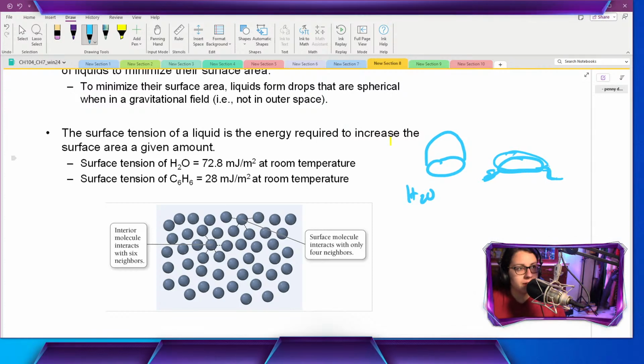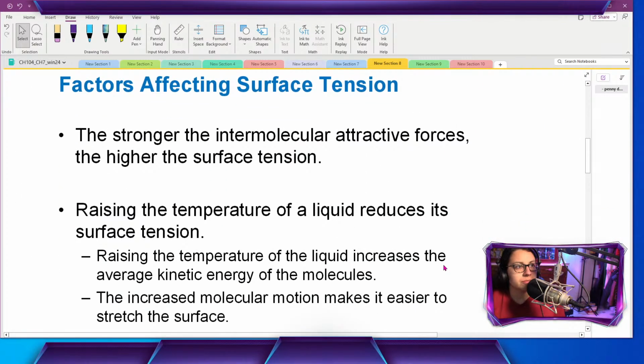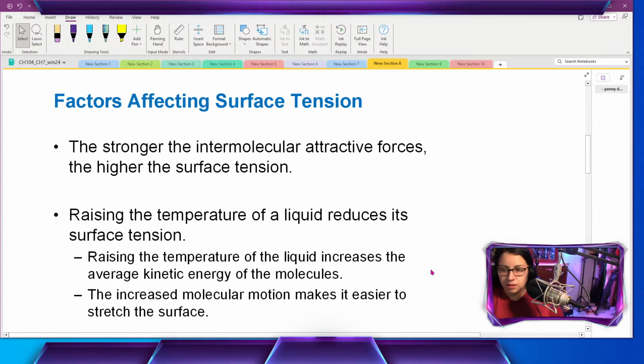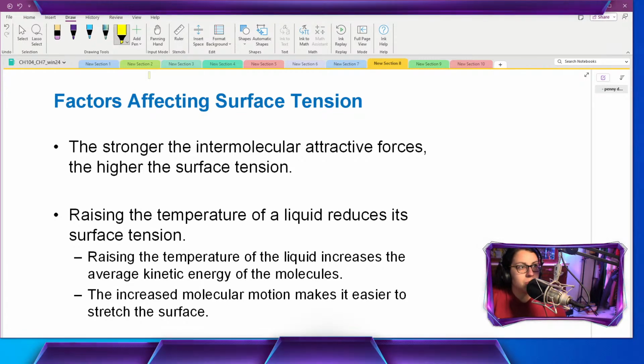And so these are just numbers now for our surface tension. C6H6 corresponds to benzene, which is an organic. And so again, water has a much higher surface tension from that hydrogen bonding. Repeating, the stronger the intermolecular forces, the higher the surface tension.